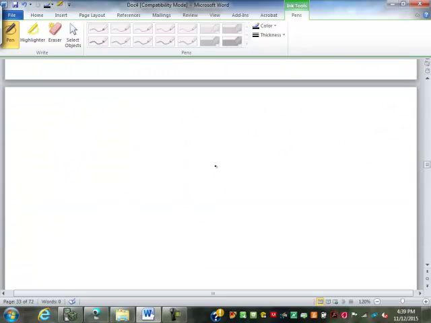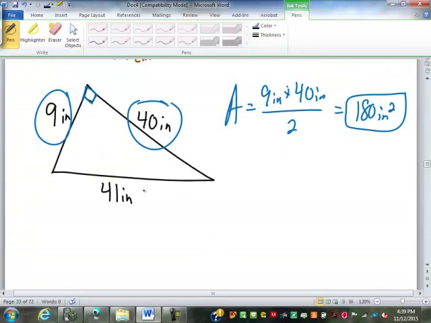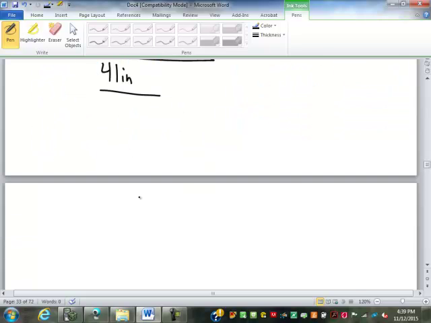Now what do you do about the 41? You could double check 9 squared plus 40 squared equals 41 squared just to make sure, but you don't have to since I gave you that that's a right angle. The 41 does nothing there. Unless you're finding perimeter, then you could add it. You have to add them all up, but we'll get to perimeter later.